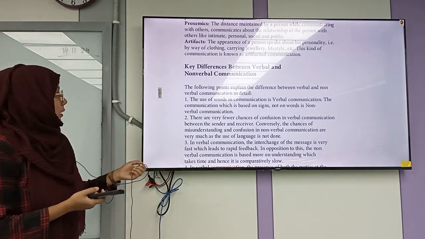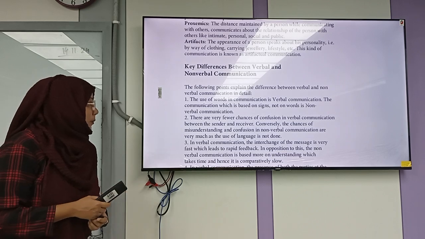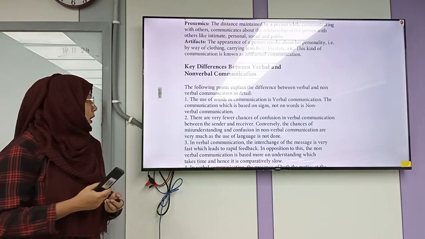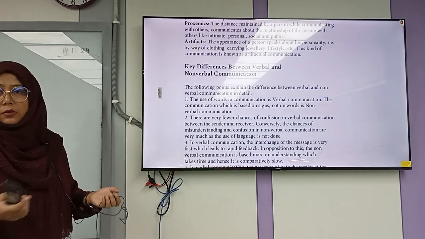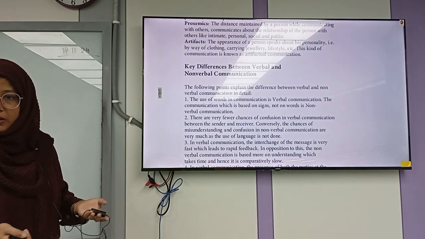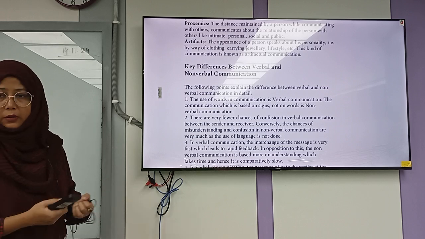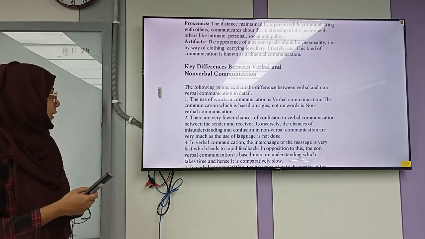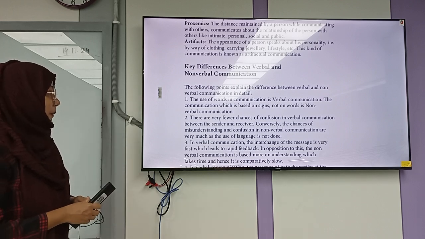In non-verbal communication, conversely, the chances of misunderstanding and confusion are very high as language is not used. So there can be mistakes in understanding in non-verbal communication. In verbal communication, the interchange of messages is very fast, which leads to rapid feedback.